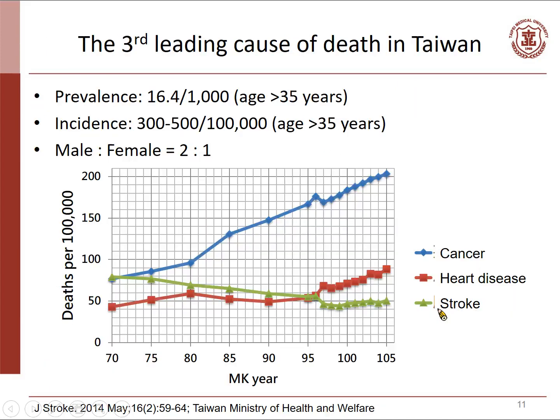How about in Taiwan? In Taiwan, stroke used to be the first leading cause of death in the 1980s. But the death rate became lower, and it is now the third leading cause of death in Taiwan. But cancer is getting higher and higher. And the male to female ratio of stroke is about two to one.